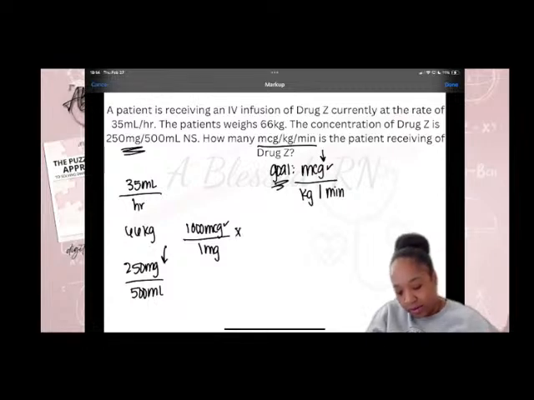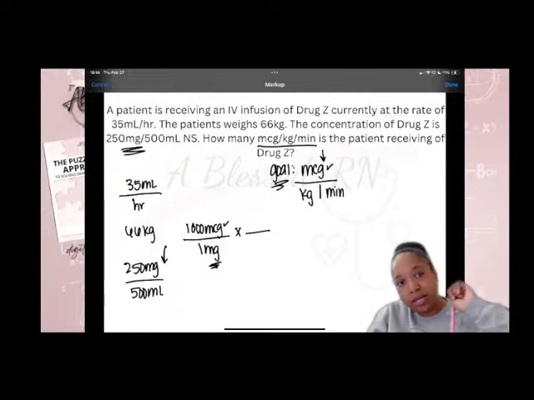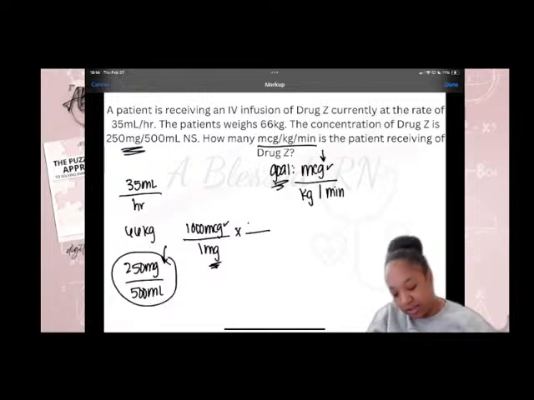So how do you know what comes next? This unit of measure right here at the bottom. Okay. So milligram is not a part of the goal. So it has to be canceled out. You cancel out by putting that same unit of measure on the top and on the bottom. Okay. So now we can put this up here. 250 mg over 500 ml. You cancel it out, and now it's gone.